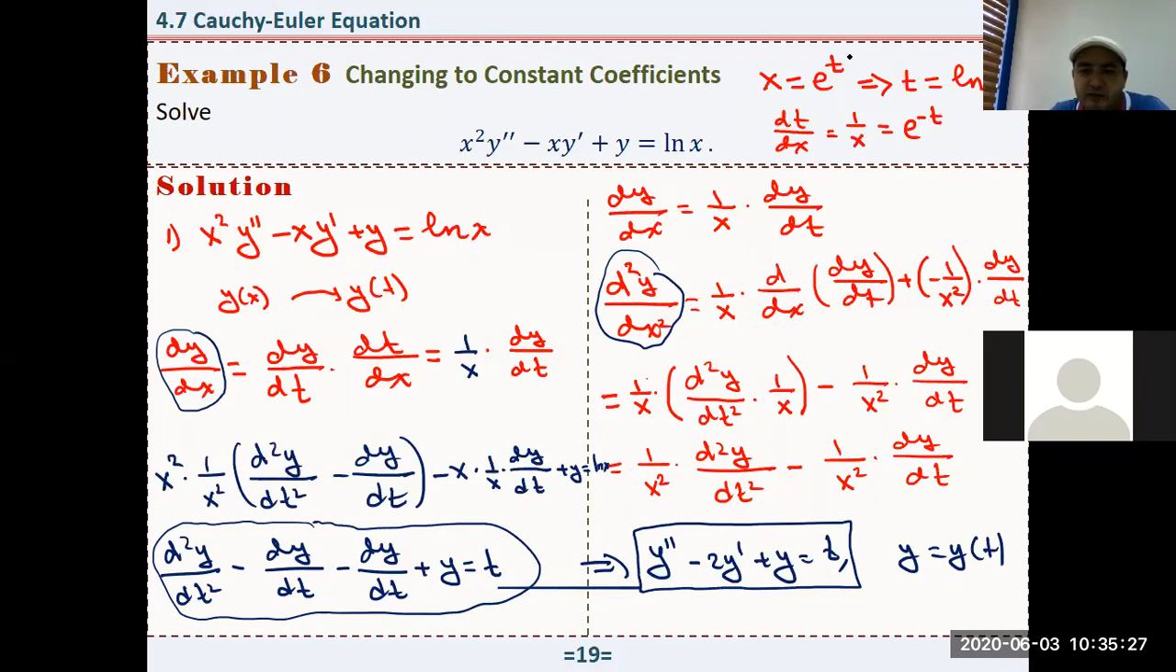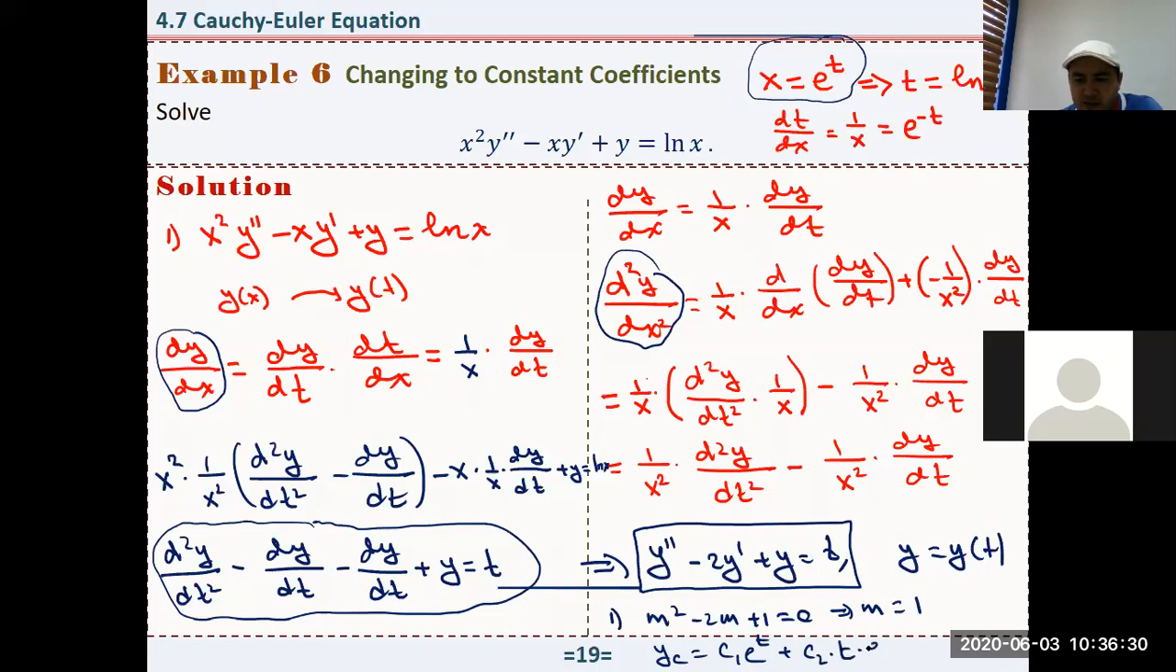By making this substitution, we can always convert this Cauchy Euler equation into a differential equation whose coefficients are constant. So we know how to solve this equation. The first step, m squared minus 2m plus 1 is equal to 0, and that gives m equals 1. Since m is equal to 1, we can write the homogeneous solution: y complementary equals c sub 1 e to the power t, plus c sub 2 times, because of this repeated root, t times e to the power t.